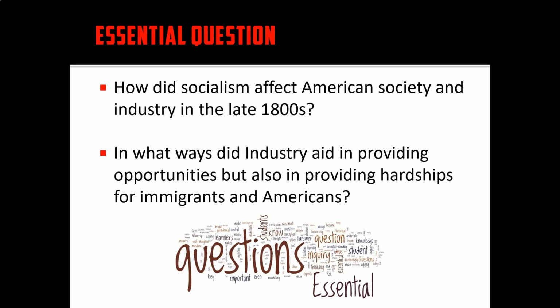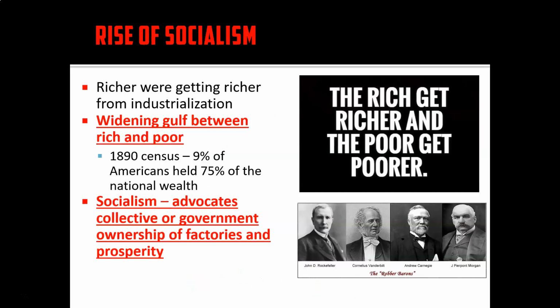Our essential question for the day is, how did socialism affect American society and industry in the late 1800s? We also want to talk about in what ways industry aided in providing opportunities, but also in providing hardships for immigrants and Americans. So we're going to look at how businesses are functioning, and also what the downside is from what's going on, etc.